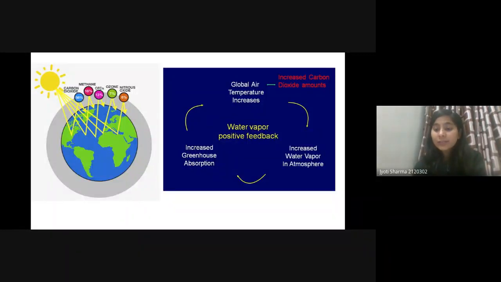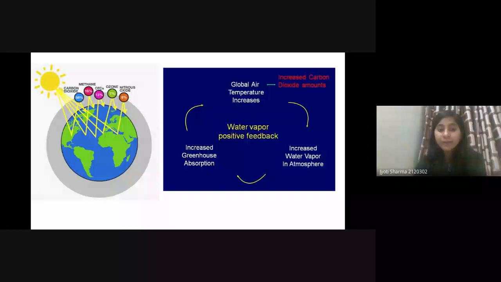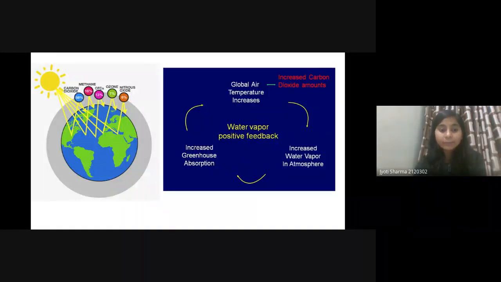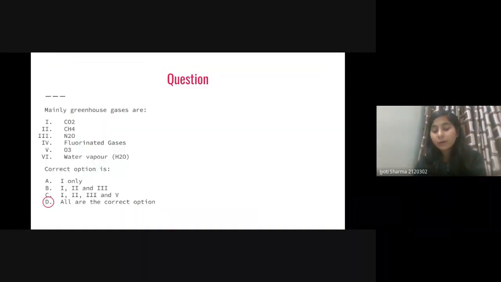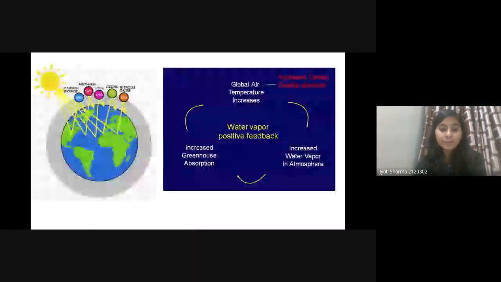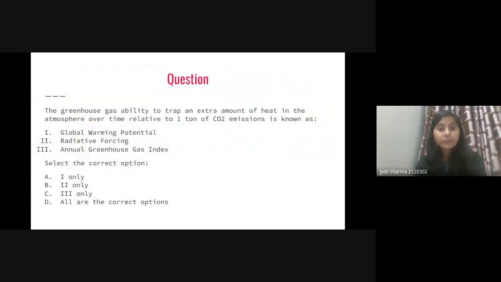Why? Because whenever there is water vapor in the atmosphere, it will also absorb the long wave radiation, and because of that it will increase the temperature too. So there is a positive feedback from water vapor as well. So that's why the answer should be all of the above. So you must know the list of the greenhouse gases, and the potential of each gas. We will talk about it as well.